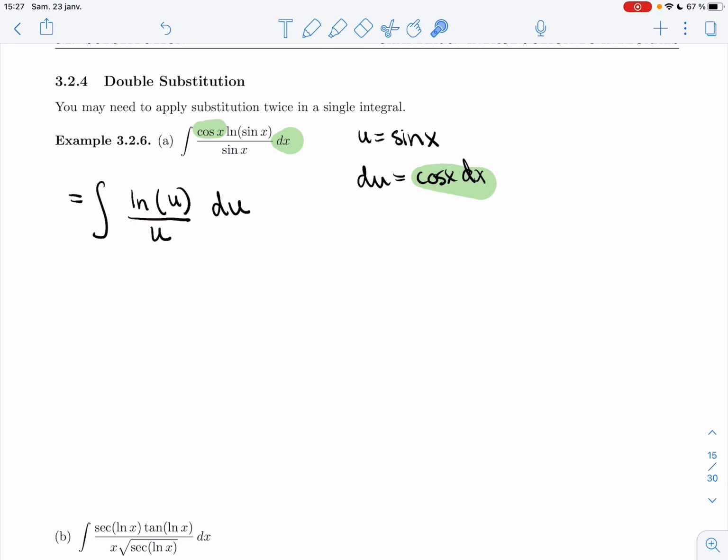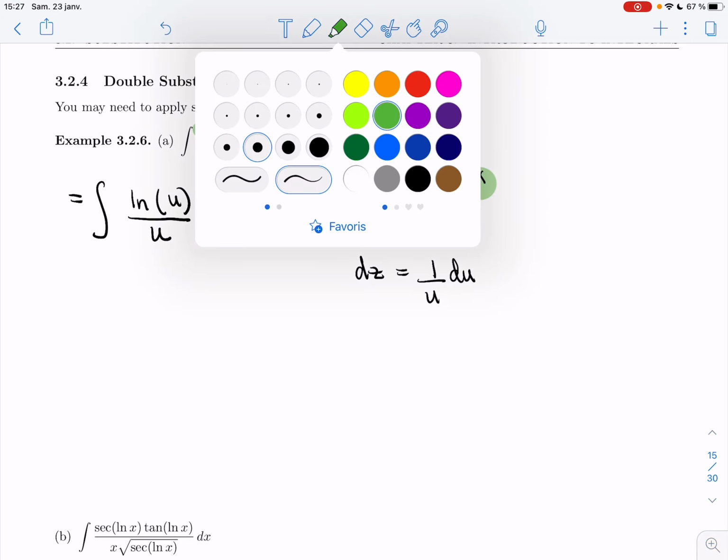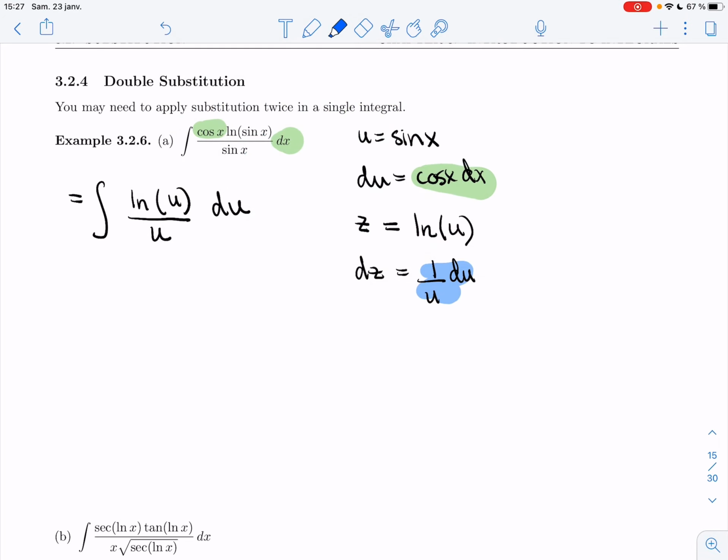Now one thing I noticed though is that 1 over u du, that's the derivative of log. So what if I take, you need a different letter, so let's take z. Now whatever you've used here, you need a second letter. I like y, z, whatever you like. V works as well. I'm going to take z to be ln of u. Then dz is going to be 1 over u du. And so that 1 over u du, that's going to take care of this and this. And so I'll be left with just z dz.